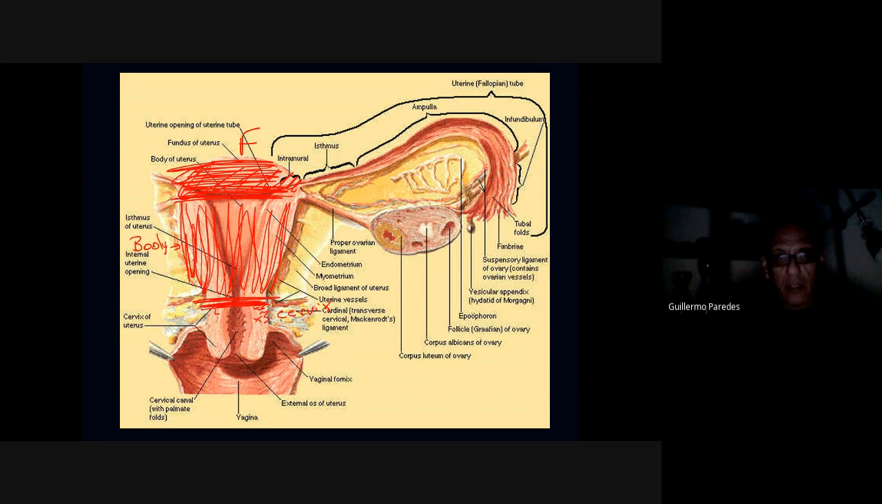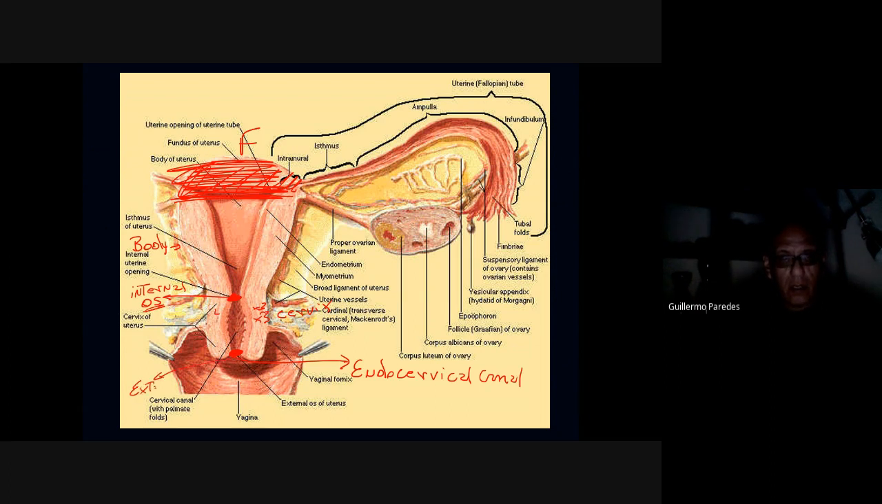All right, so this line here, this opening, is called the endocervical canal. We have two openings. One opening is here, and another opening is here. This is called the internal os. Os means opening. And this is the external os. So internal os, external os, and endocervical canal. The cervix is like the size of a marshmallow, 3 by 3 by 3. Okay? So again, endocervical canal, external os, and the internal os.